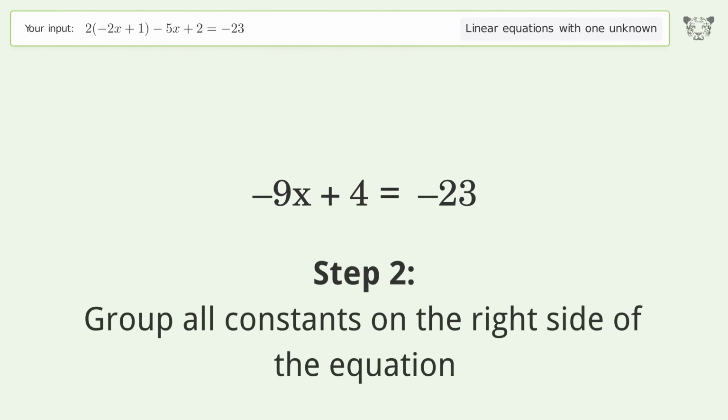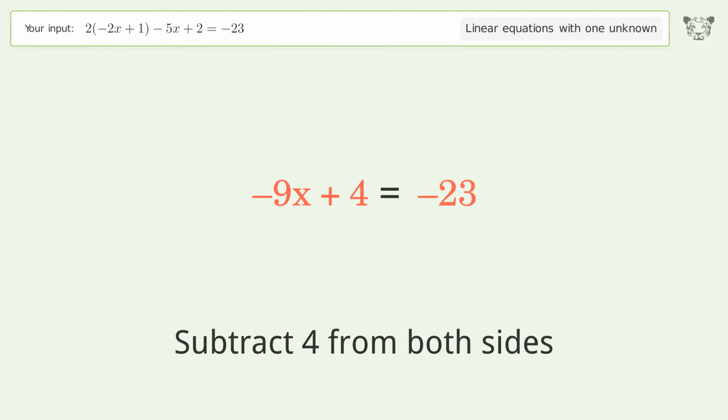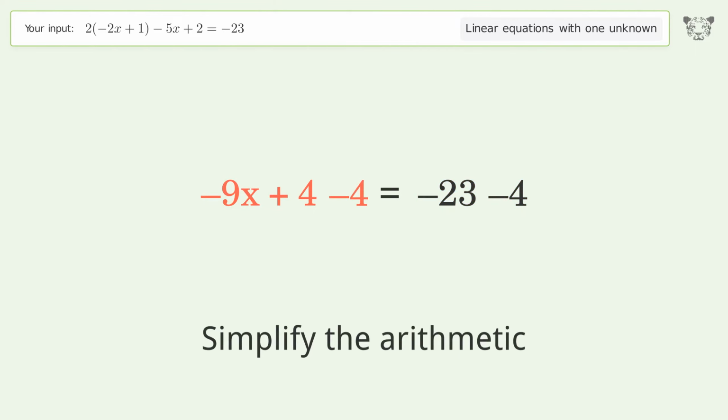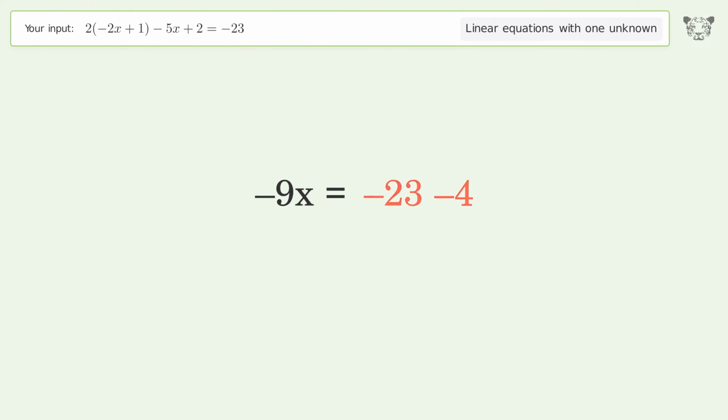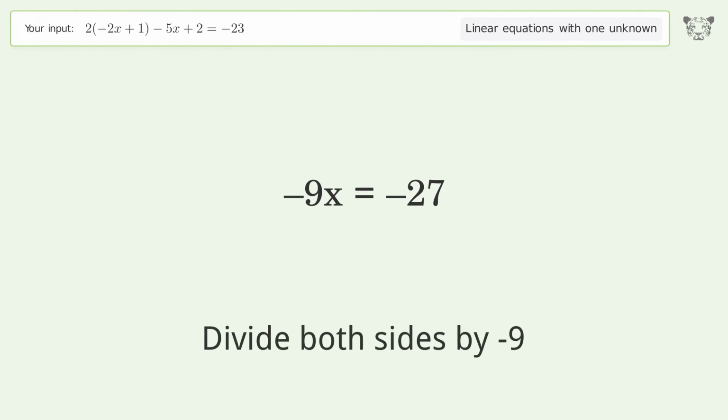Group all constants on the right side of the equation. Subtract 4 from both sides. Simplify the arithmetic. Isolate the x. Divide both sides by -9.